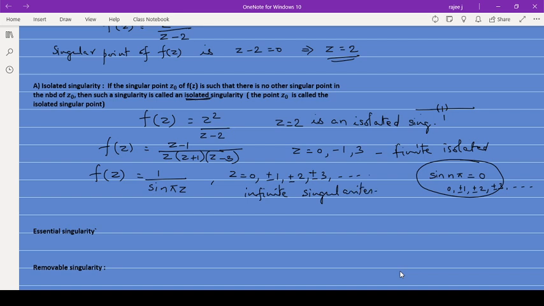Suppose z is 1 by 2, then sin pi by 2 will come, and this function will have some value. If z is 3 by 2, then 3 pi by 2 will be there, and this function has some value. So except at all these points, the function will be analytic. So z equal to 0, plus or minus 1, plus or minus 2, etc.